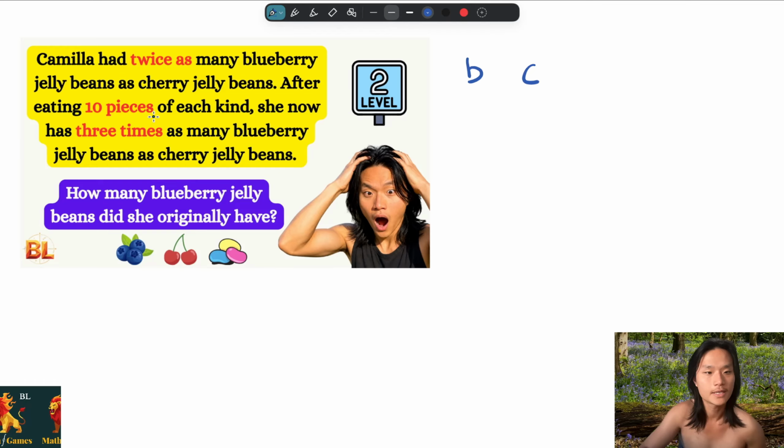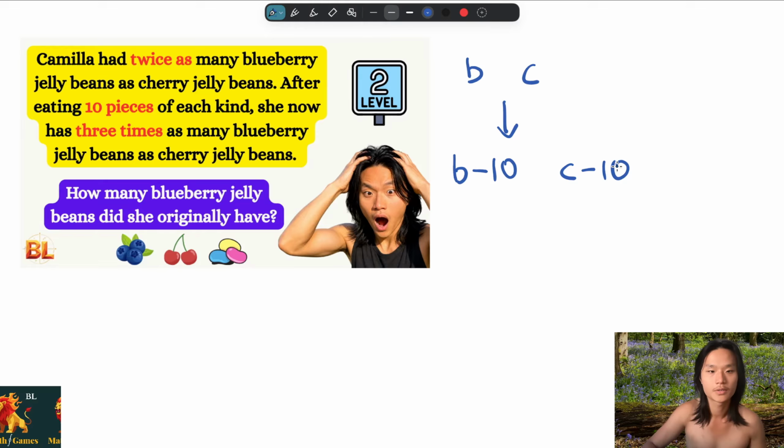So it says after eating 10 pieces of each kind, so that means the number of beans of each kind is decreased by 10. She now has 3 times as many blueberry beans as cherry beans. So after that, she has B minus 10 equals 3 times C minus 10. So that's one piece of information.